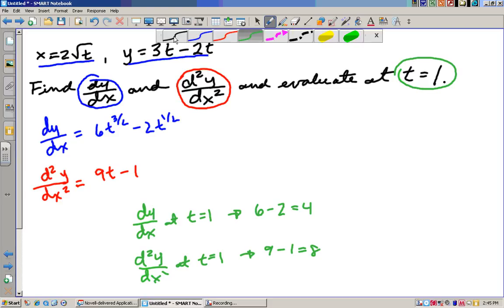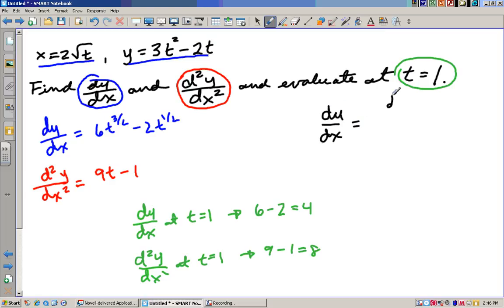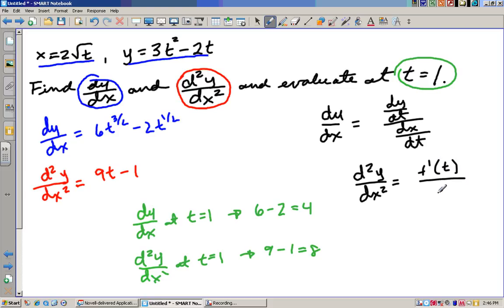So to sum up real quick, if you want to find dy/dx, that's going to be dy/dt divided by dx/dt. And if you want to find the second derivative, you're going to take the derivative of that function that you got above, and divide by dx/dt. And that is that.